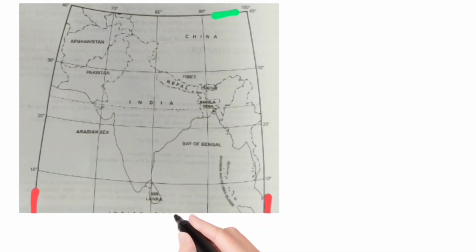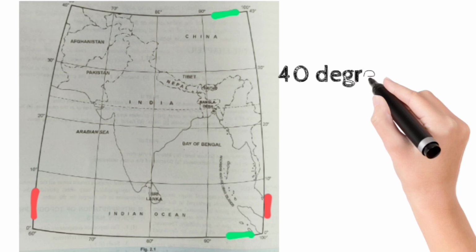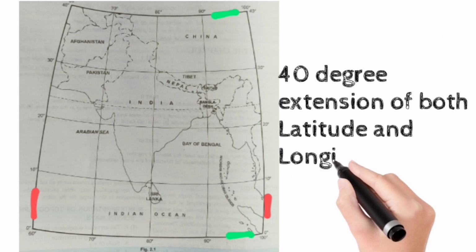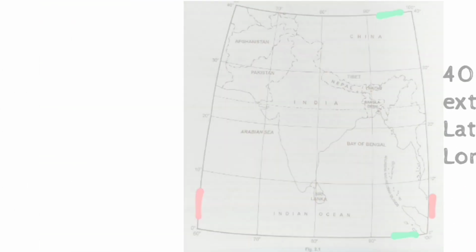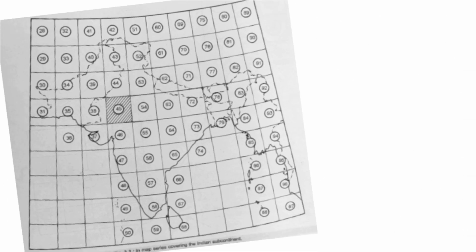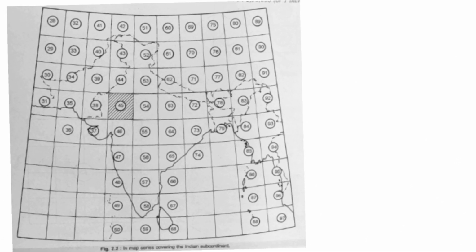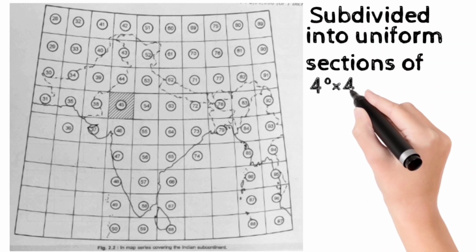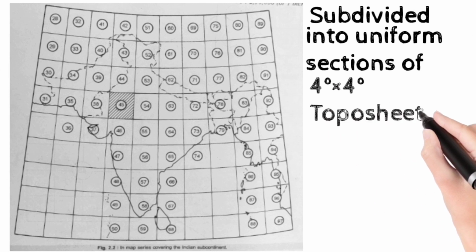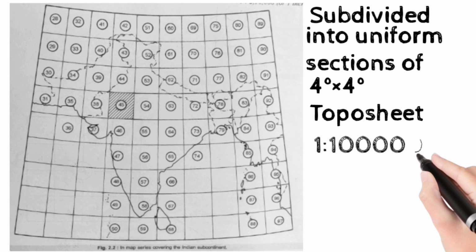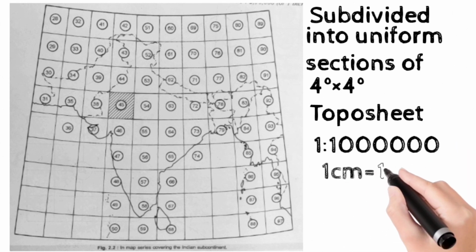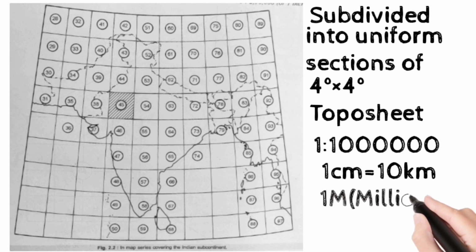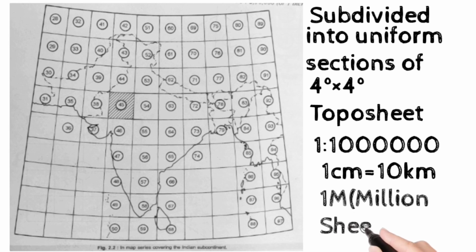Here you can see an extension of 40 degree of both latitude and longitude. Red shows the longitudinal extension and green shows the latitudinal extension. And then this whole area is uniformly divided into rectangles of 4 degree into 4 degree dimension, which are numbered from 1 to 105. They are drawn on a scale of 1:1 million or 1:16 mile, and in metric system 1 centimeter in the map represents 10 kilometer in the ground. These squares are known as million sheets, and each bearing a number.